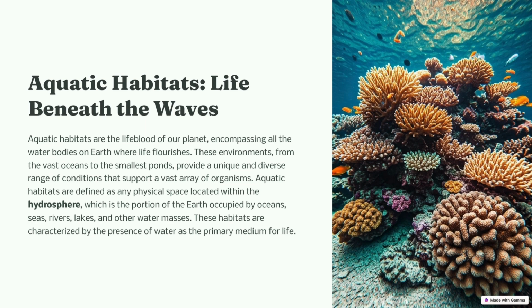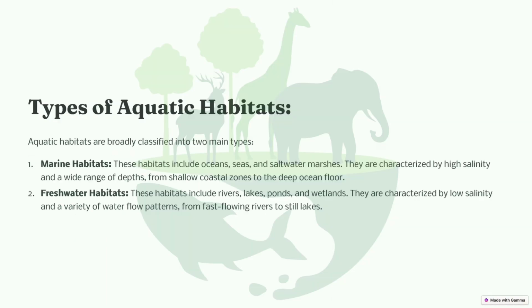Aquatic habitats are defined as any physical space located within the hydrosphere, which is the portion of the Earth occupied by oceans, seas, rivers, lakes, and other water masses. These habitats are characterized by the presence of water as the primary medium for life. Now, we have types of aquatic habitats.